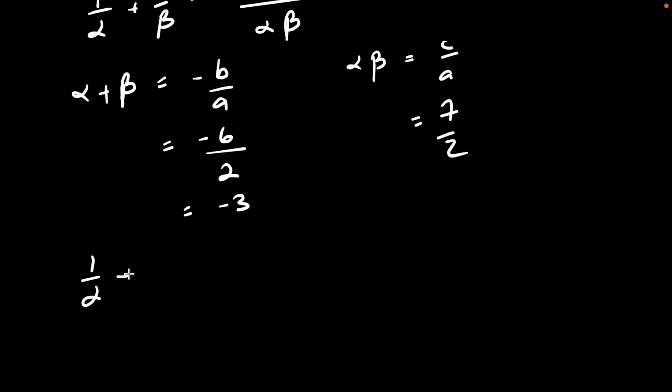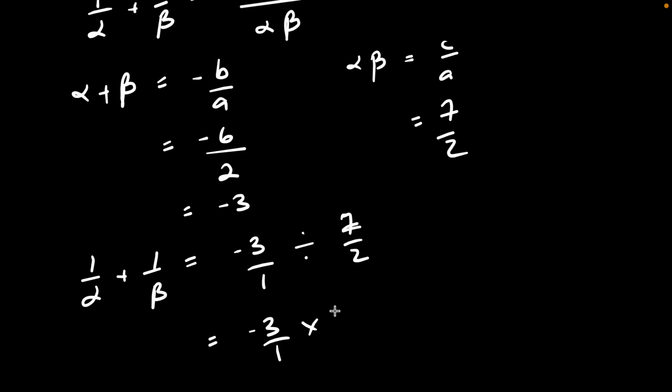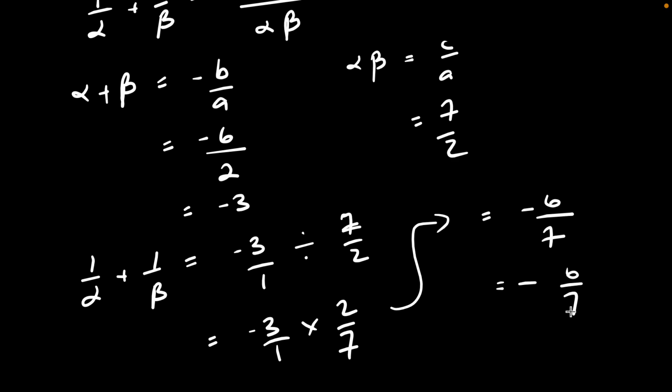And so 1 over alpha plus 1 over beta is going to be alpha plus beta, which we said is negative 3 over 1 divided by alpha beta, which is 7 over 2. Negative 3 over 1 times 2 over 7. And that's going to be equal to, since we can't cancel here, we'll just multiply across numerator by numerator, which is going to be negative 6 over 1 times 7, which is just 7. And again, a negative term divided by positive means the whole thing is negative. This is fine. Everybody's comfortable with that.